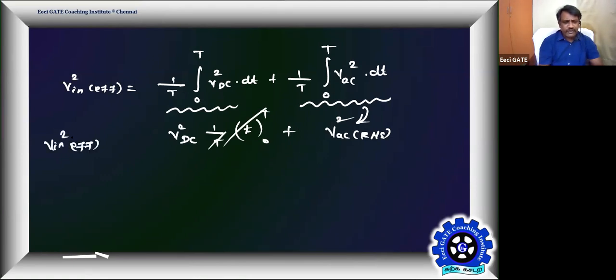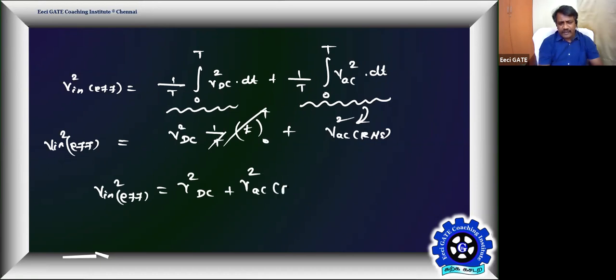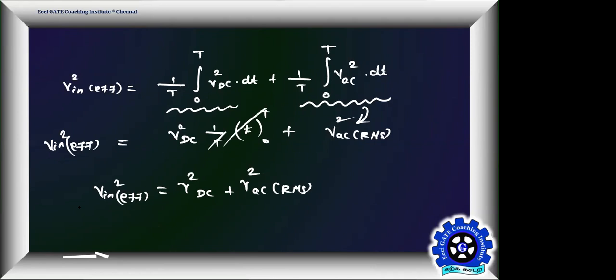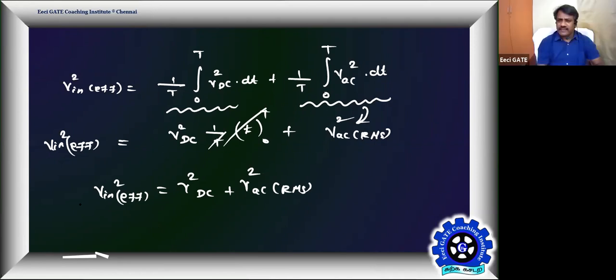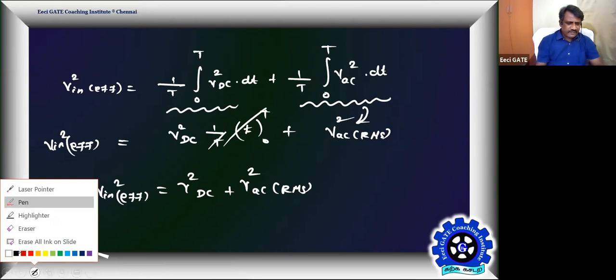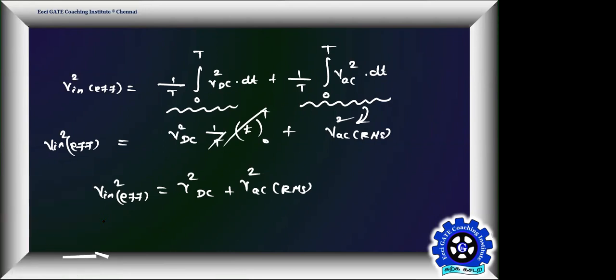That's a proof. That's what you need to do if something is not known. Now you understand V in square effective is equal to V square DC plus V square AC. It's RMS. All of you getting? Yes or no? Getting this point? Yes, Yashwant? Sir. Tejal? Following? Yes, sir.